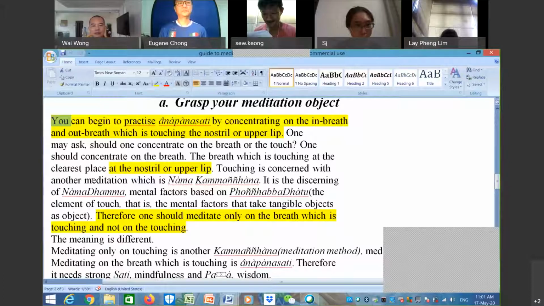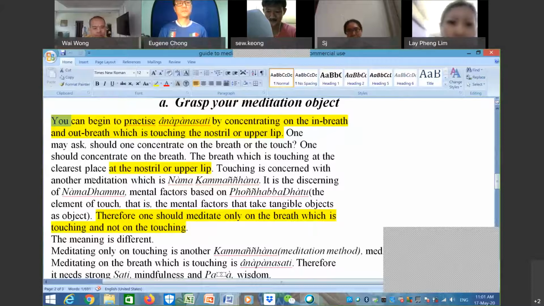Anapanasati by concentrating on the in-breath and out-breath, which is touching the nostril or upper lip. One may ask, should one concentrate on the breath or the touch? One should concentrate on the breath which is touching at the clearest place at the nostril or upper lip.